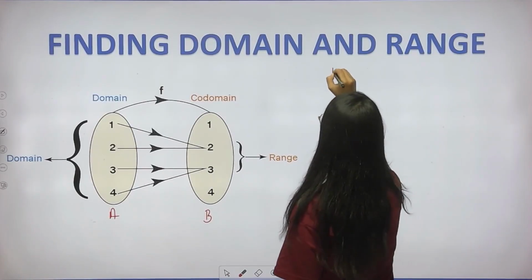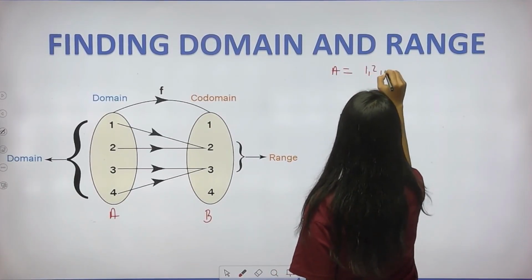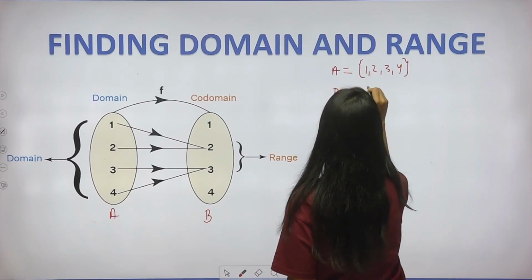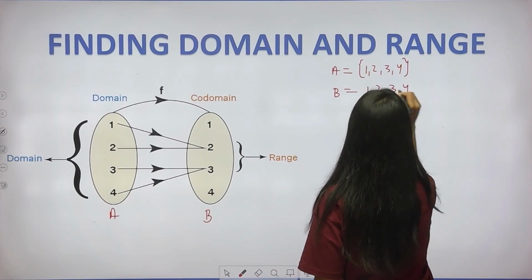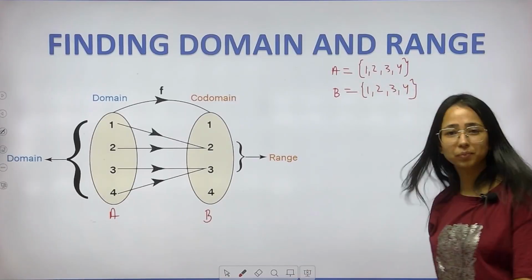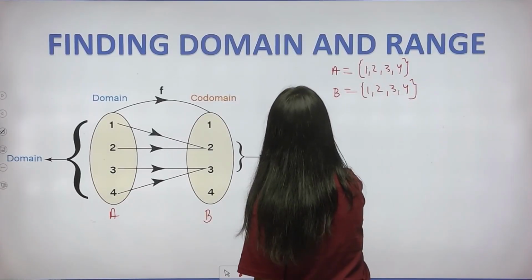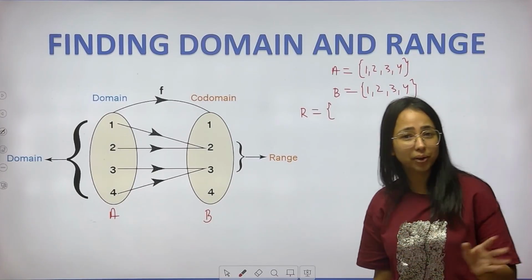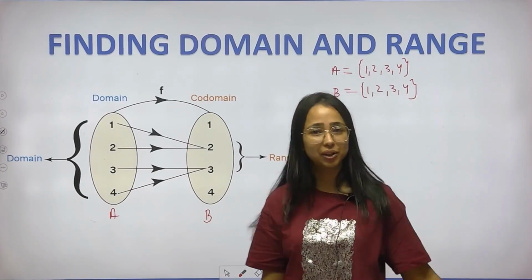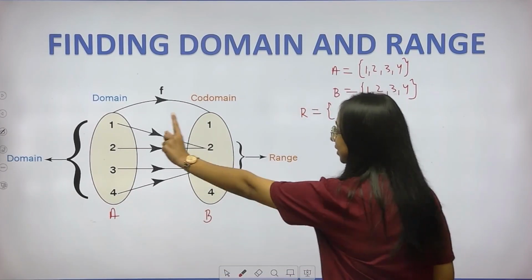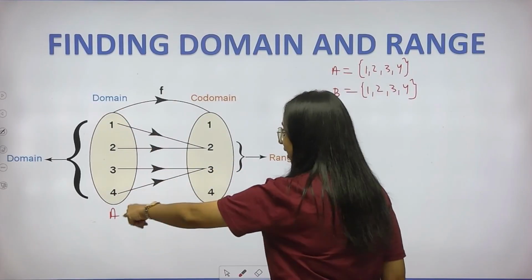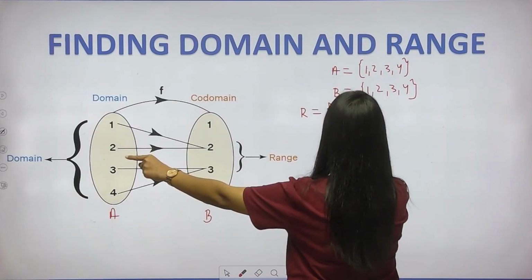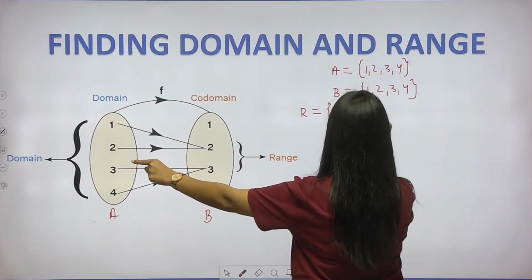Set A is defined as 1, 2, 3 and 4 and set B is defined as 1, 2, 3 and 4. Now, let's first find all the ordered pairs that satisfy this particular relation. Clearly we can see that an arrow from 1 in set A is going to 2 in set B. So (1, 2) will be your first ordered pair.